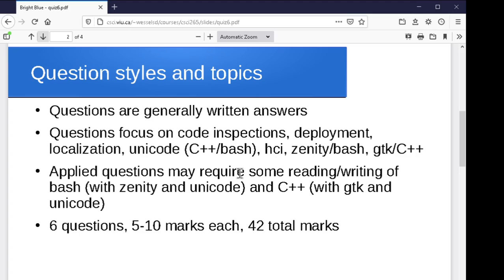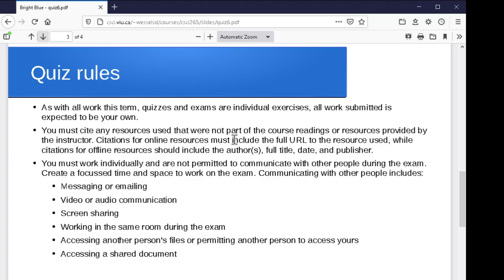Again, half dozen questions, 42 marks total, and the usual format. The rules are the same as they have been recently. This has to be your own work. It's open book, but you're not allowed to ask anybody for help or offer anybody help on the questions themselves, or accept help from somebody else on the questions.